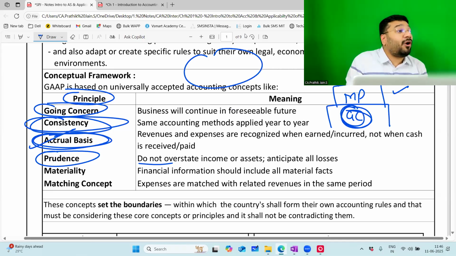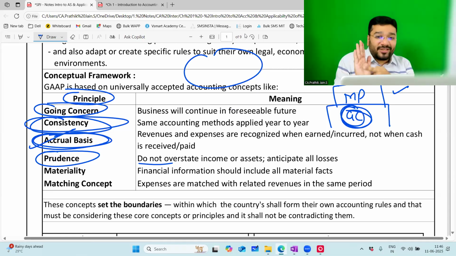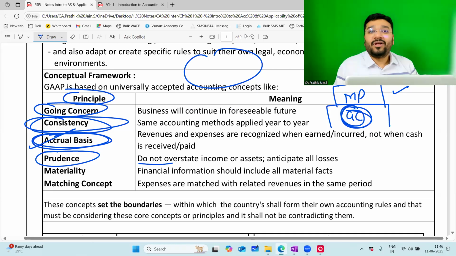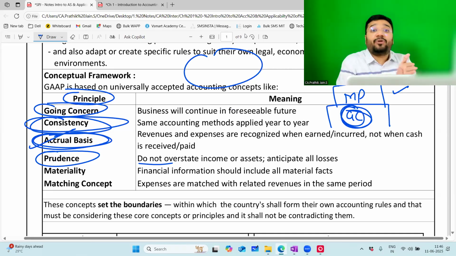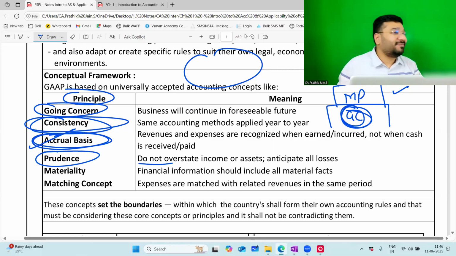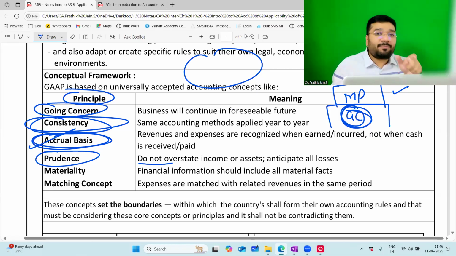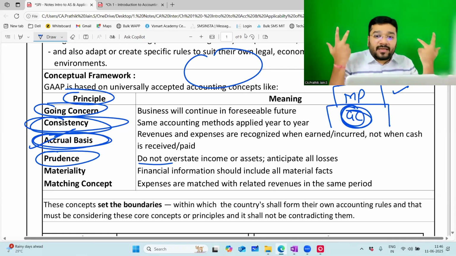And provision, I'm recording on the basis of what? The ongoing case in the court. Based on this, I'm recording, boss. I'm not recording for nothing. Based on this, I'm recording. So whenever you create any provision, you can't just create a provision like that; there should be something to substantiate it. Because of this reason only I created a provision. Imagine if this prudence concept was not there, everybody would start overstating the income.